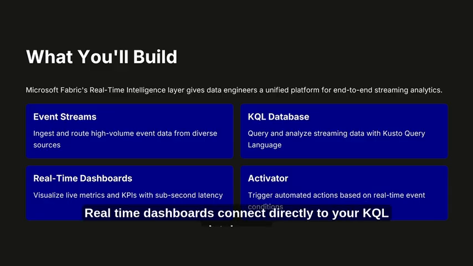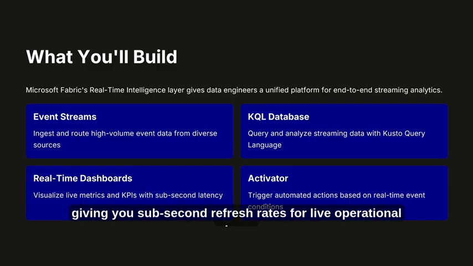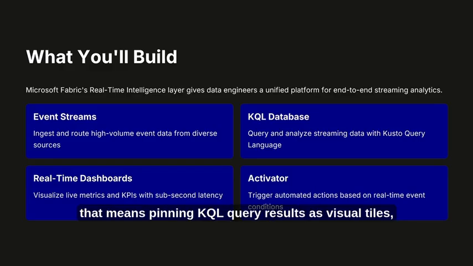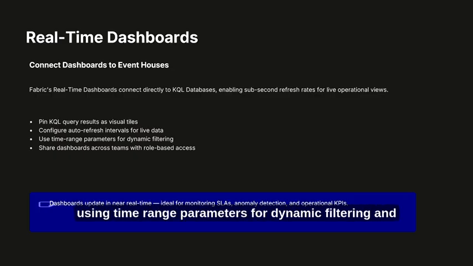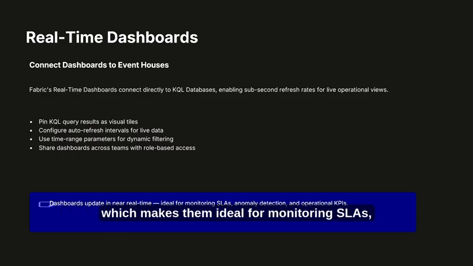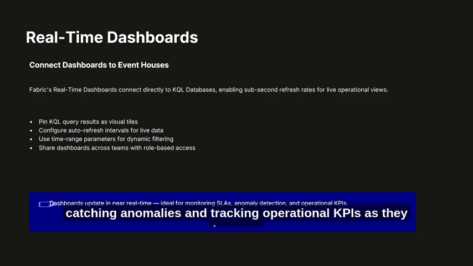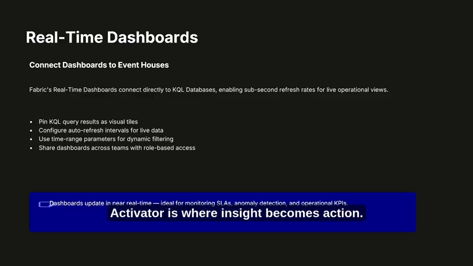Real-time dashboards connect directly to your KQL databases, giving you sub-second refresh rates for live operational views. In practice, that means pinning KQL query results as visual tiles, configuring auto-refresh intervals for live data, using time range parameters for dynamic filtering, and sharing dashboards across teams with role-based access. These dashboards update in near real time, which makes them ideal for monitoring SLAs, catching anomalies, and tracking operational KPIs as they happen. Activator is where insight becomes action.